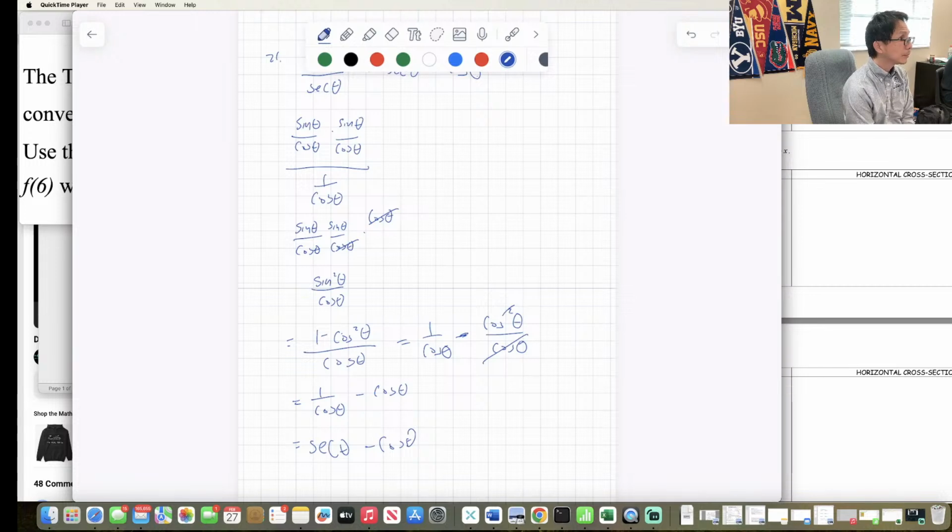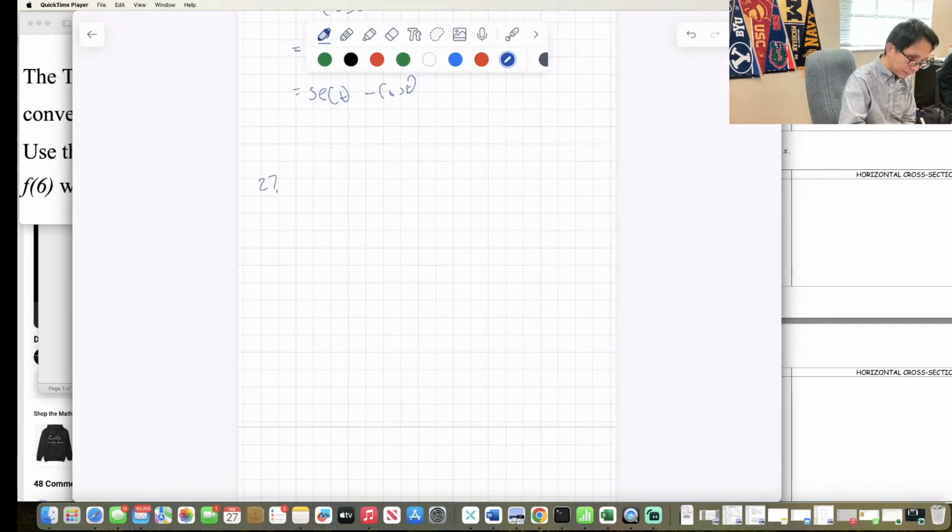Yes, Marty. Sure. What's 27 say? Tangent theta plus cosine theta over 1 plus sine theta, over 1 plus secant theta. That's it? Did I copy down the question right? No? Oh, it's tangent of theta? Sorry, tangent of theta plus cosine theta over 1 plus sine theta? Okay, I'm going to rewrite that.